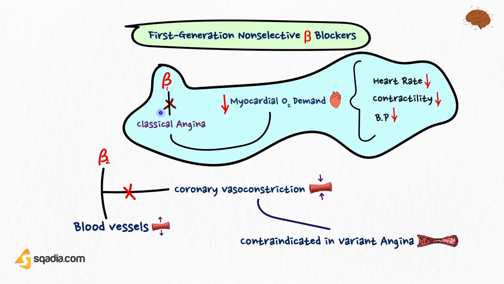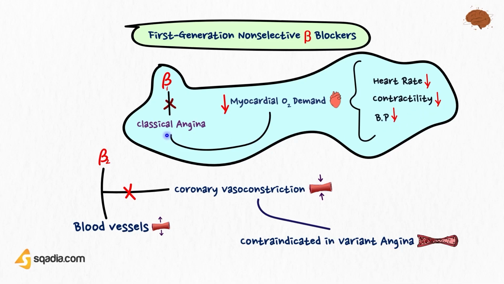But why do you need blocking of it in classical angina? In classical angina, beta 1 blockers are used, non-selective beta blockers. They act on beta 1 and decrease the heart rate, contractility, and blood pressure in return.